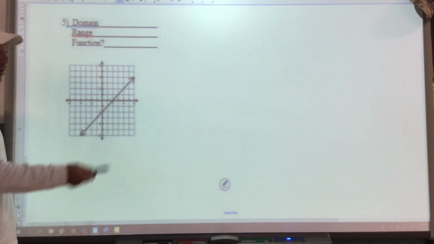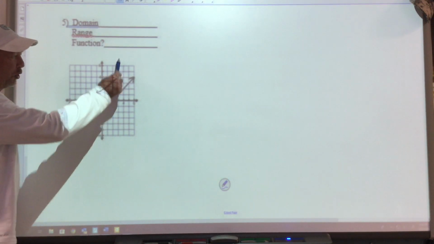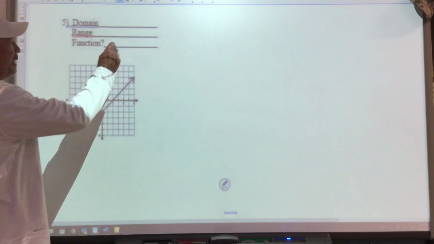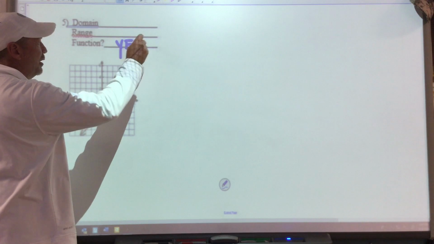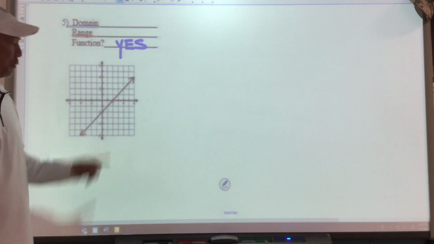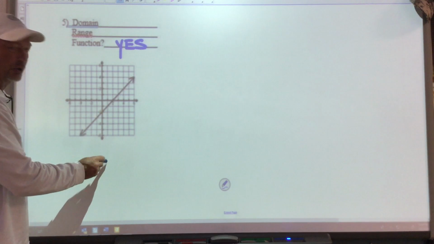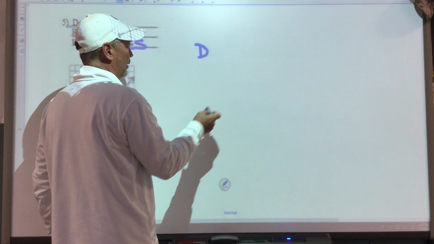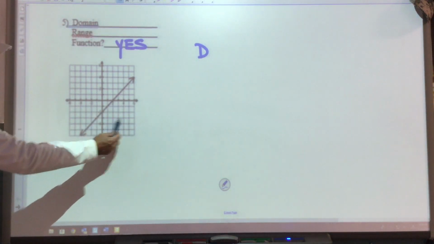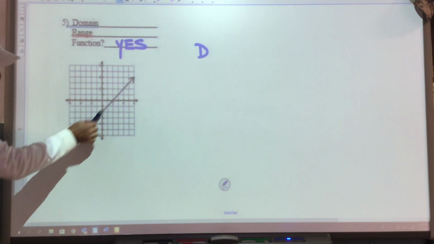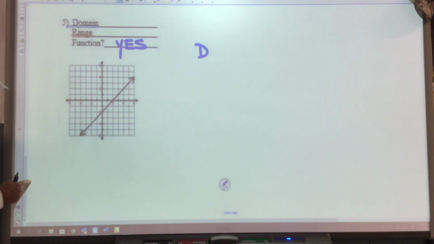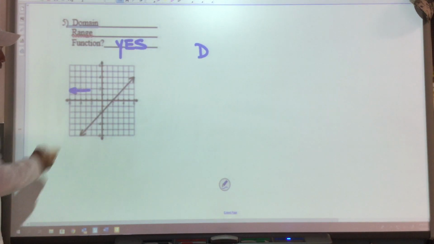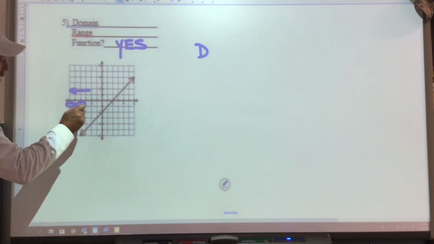If I drew any kind of a vertical line, it would only touch one time. This would be a function, because when we draw the vertical line, it would only touch one time. Okay? Now, as far as my domain goes, how far to the left does it go? Even if it's at an angle, my graph is going to continue to keep going further to the left. I go this way forever, so we say we're going to go to infinity.